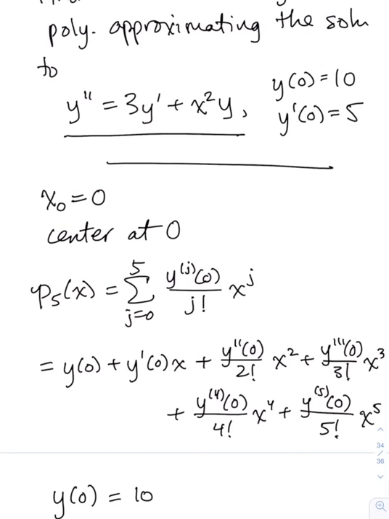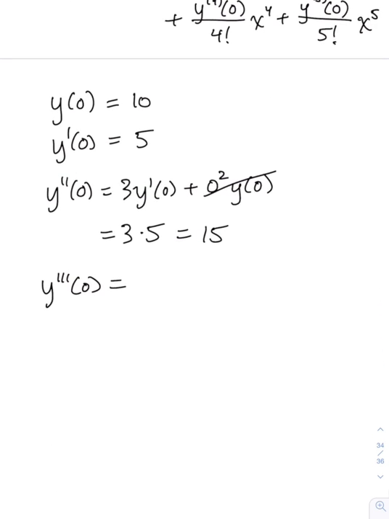So the original y of 0, y prime, y double prime I get from the differential equation. Well, now for y triple prime, what I want to do is take my differential equation here and just differentiate both sides. So if I do that, let's put a question mark here. I don't know yet what y triple prime of 0 is, but in general, y triple prime is going to be, well, I'm just going to differentiate. So 3y double prime plus, and now I need the product rule. I'm taking the derivative of x squared y. So I have 2xy plus x squared y prime.